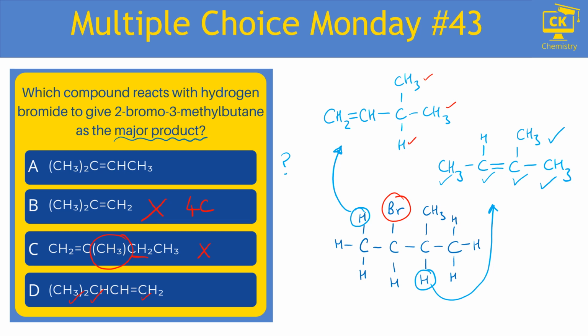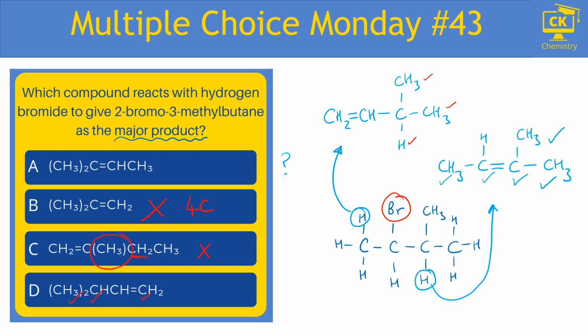In the middle of the mechanism, one of the carbons will have a positive charge, and the positive charge will always form on the carbon that has the least hydrogens attached to it. So the hydrogen will attach to a carbon with the most hydrogens, and then a positive charge will form on the carbon with the least hydrogens. Or we can talk about carbocations and whether they're primary or secondary.